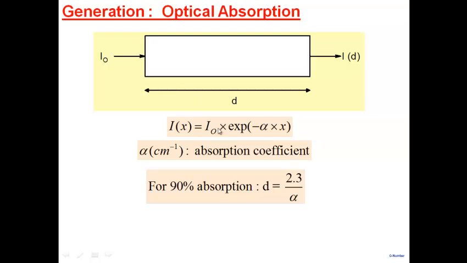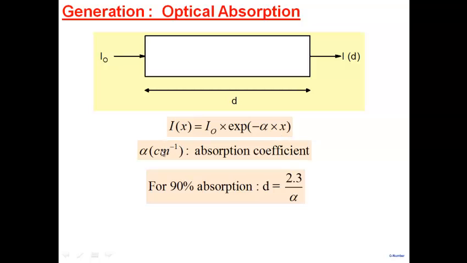Okay, so we model it using a very simple equation which tells that the light intensity as you go inside the semiconductor decays exponentially. So I(x) at any particular point is equal to the incident light intensity I naught times e to the power minus alpha x here.